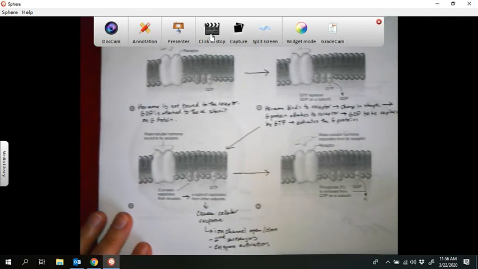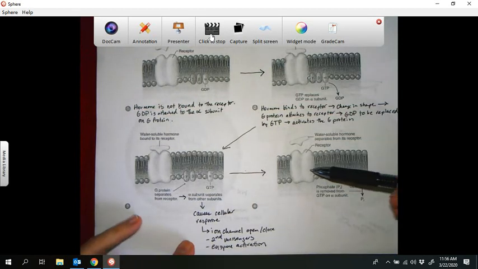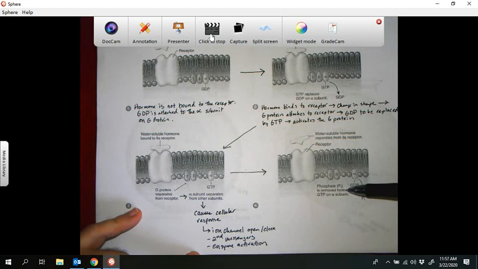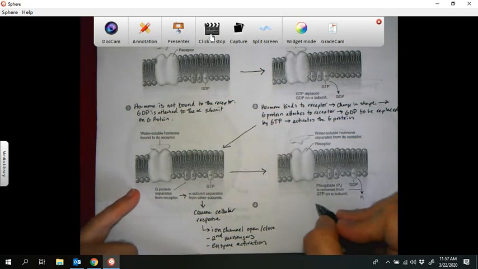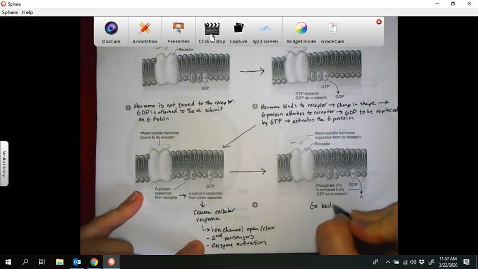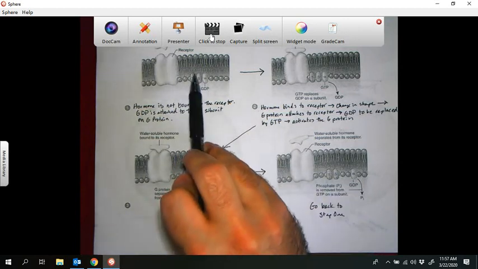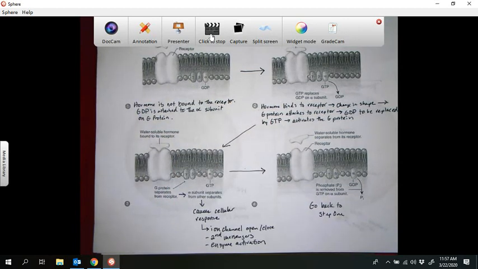So if we look what's happening in this next diagram, the water-soluble hormone separates. Well, that causes another change in shape. The phosphate is removed from GTP, which turns it into GDP, and we go back to step 1. So whenever this phosphate is removed, this alpha subunit is going to move back and attach to the beta subunit, and we're going to be the whole way back here to step 1.